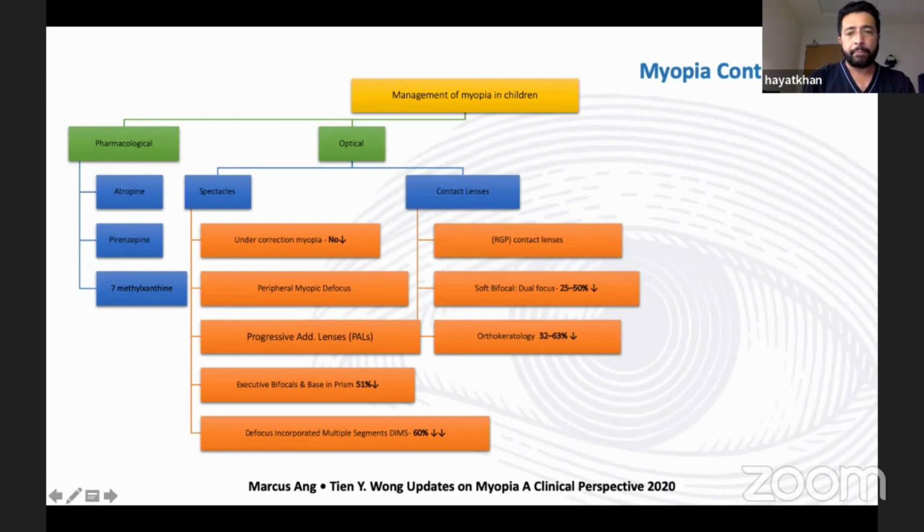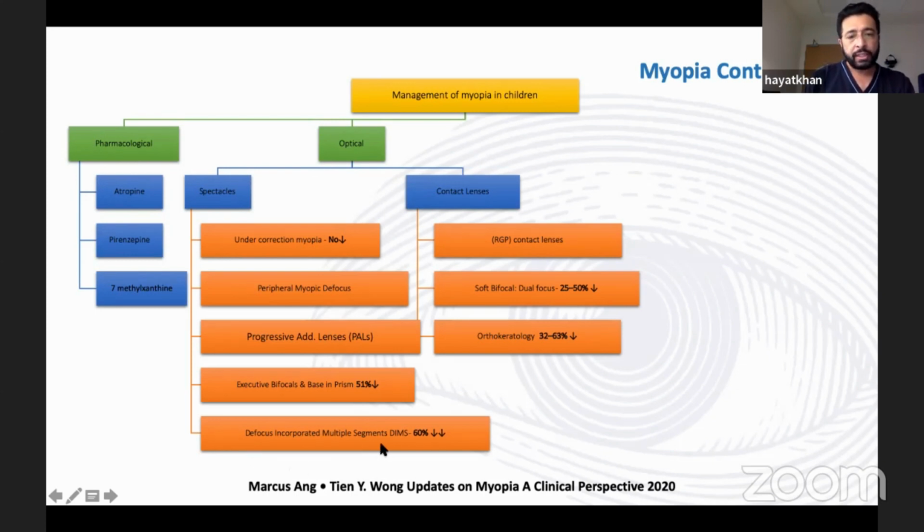So of course, the soft bifocal dual focus lenses, and lastly, of course, the ortho-K lenses, they are very important. So progressive add lenses in glasses, PAL, and bifocal contact lenses with an add of +3. Both of these strategies have improved the chances of children not growing the myopia by up to 50%. Okay, so spectacles and contact lenses, both are there, different brands.